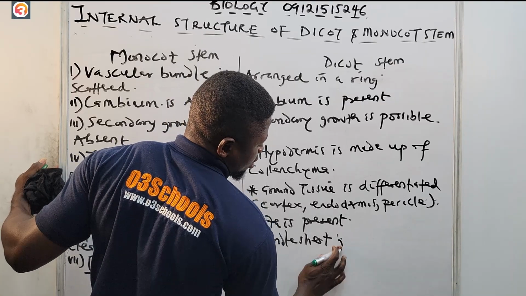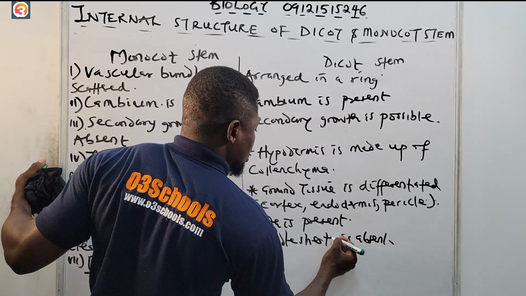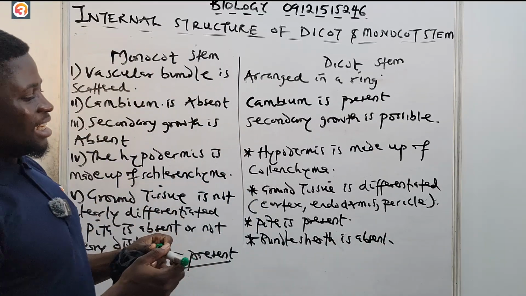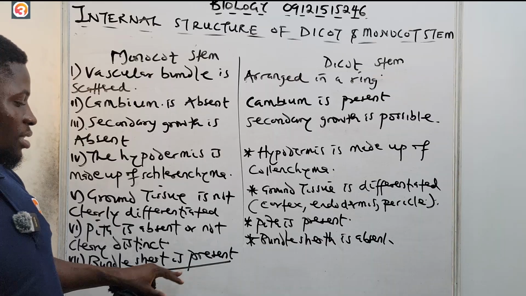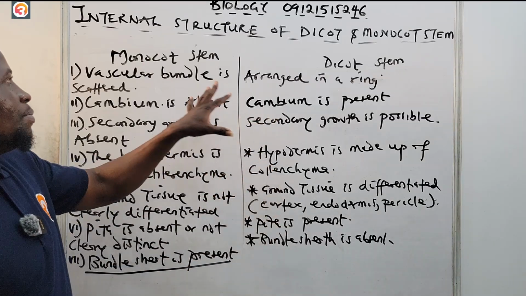Okay, is the sheath present or absent? There's an H. Okay, the bundle sheath here is absent. The bundle sheath here is present. All right, so please take note of that. This is another difference between the dicot stem and the monocot stem.